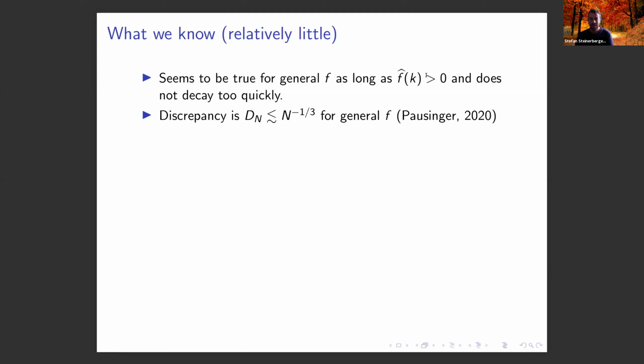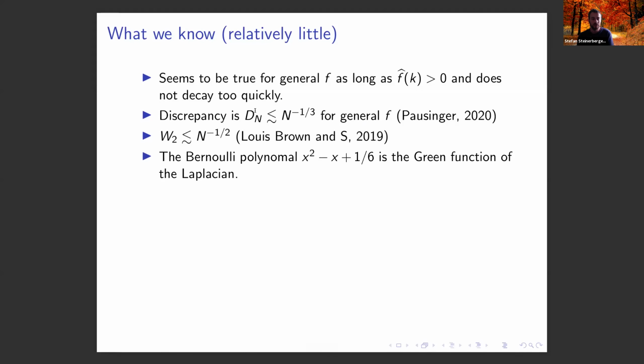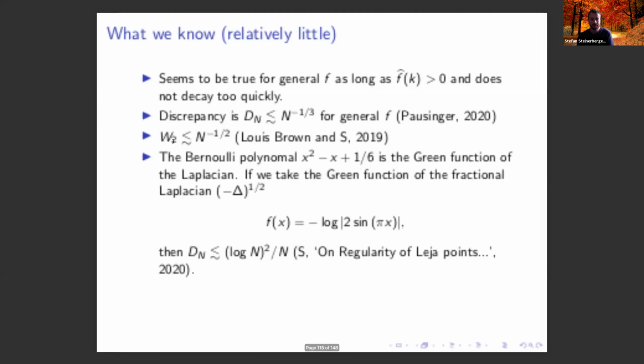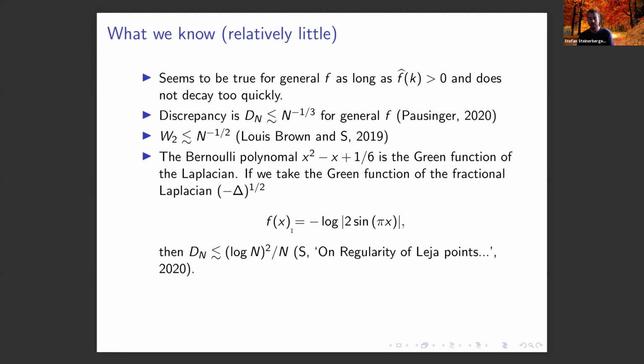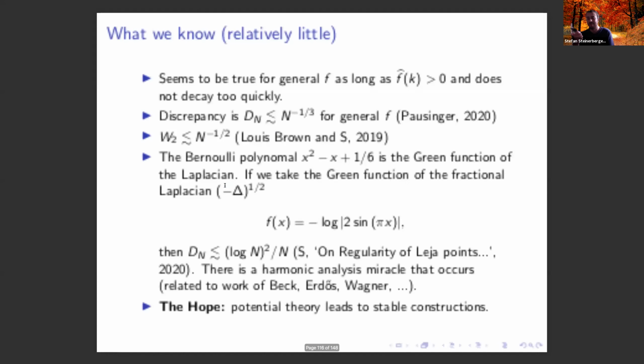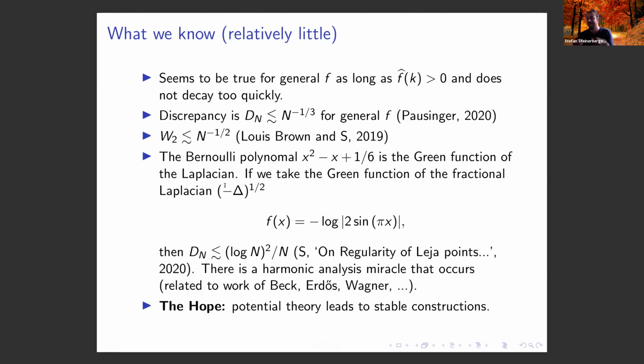And Florian Pausinger has a great result, says that for very general f that are symmetric and convex, that's all you need. You actually already have a bound, which is surely not optimal, but it's great because it's so generally applicable. And then we have some Wasserstein bounds. So this is the one you've seen. And I have some recent result on what happens when you take a fractional Laplacian, because then there's some amazing stuff that happens. There's some miracle.